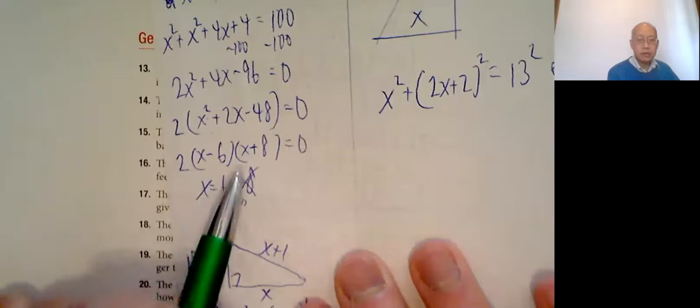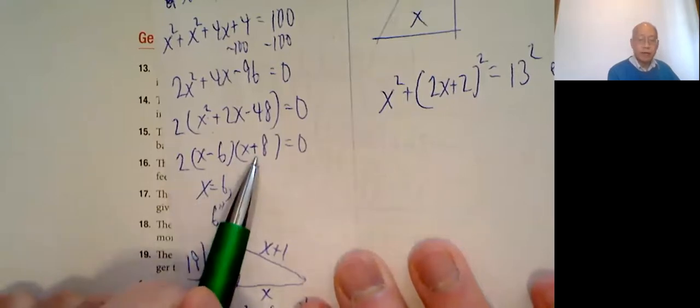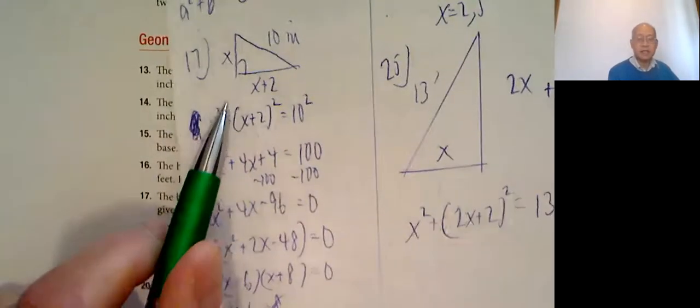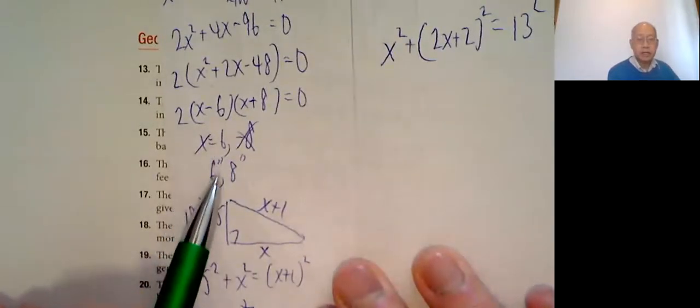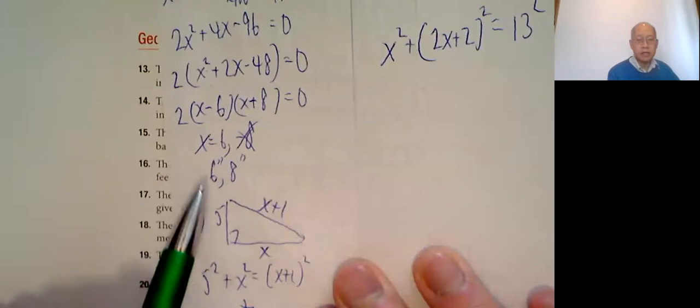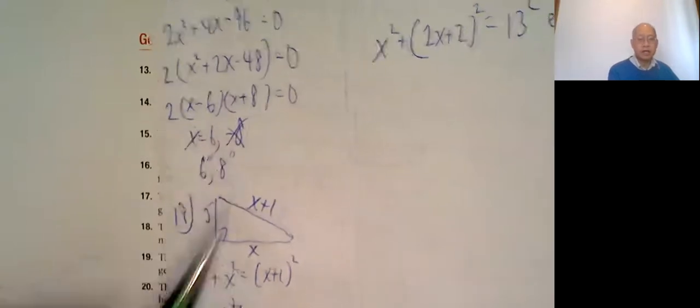So x equals 6 or x equals negative 8. X cannot be negative 8. These are distances. Distances are always positive. So 6 inches, and that means the next consecutive even is 8 inches. So the answer is 6 inches and 8 inches.